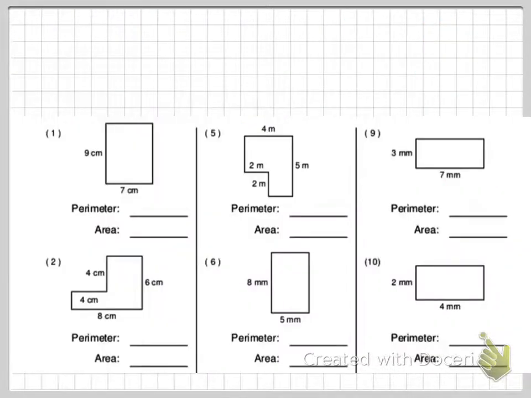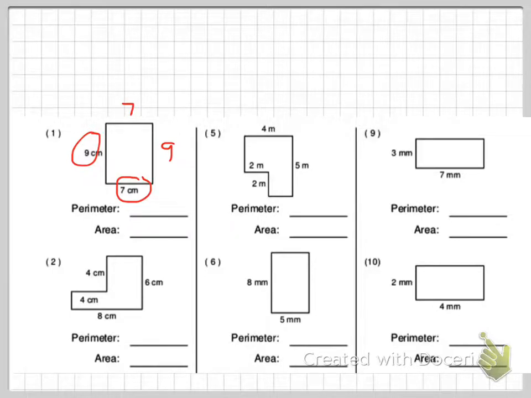Okay, so let's go ahead and look at some practice problems, and then we'll call it a day. All right. On number 1 over here, I'm going to try to find the perimeter first. Again, since I see that this side is 9, I can assume that this side is 9. Since I see this side is 7, since I have a rectangle, I can assume that that side is 7. Now I'm going to add up all those sides.